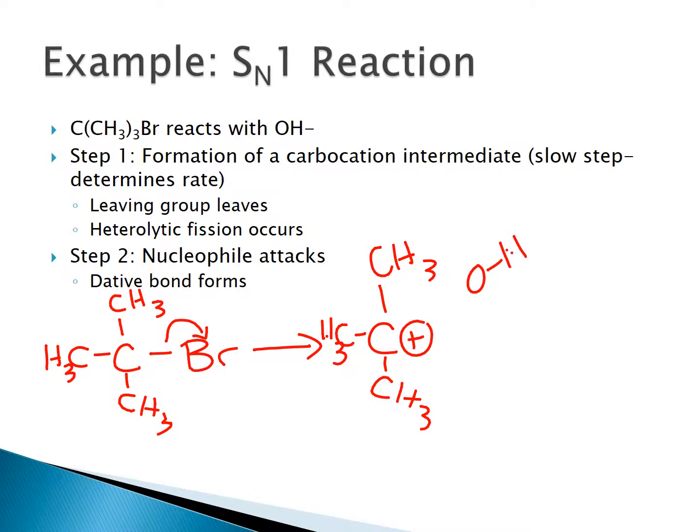So what's going to happen is that my nucleophile is going to attack that carbocation. So the electrons in this lone pair here are going to be attracted to that positive charge. So I'm going to draw an arrow from those electrons to the carbocation, showing again the movement of electrons. And this is going to form a dative bond.